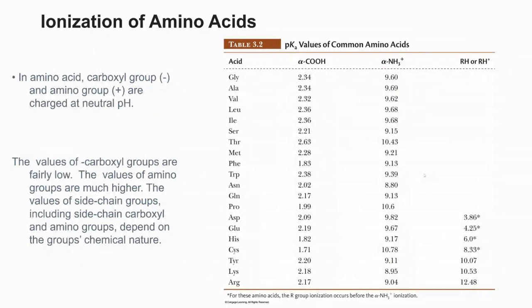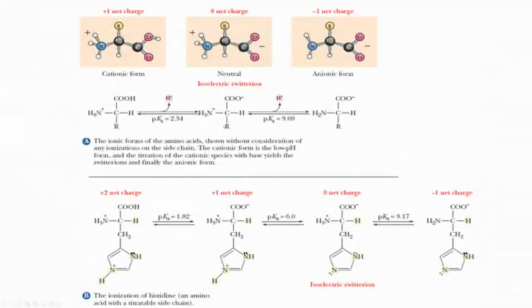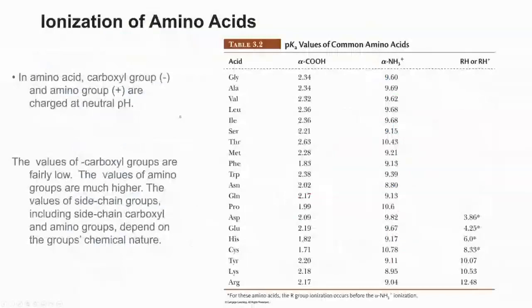In the ionization of amino acids, we see the carboxyl group and the amino group. Remember, to the left is the carboxyl group and to the right is the amino group. The amino group has the higher pK, and the carboxyl group has the lower pK. So see the column: the lower pH is the carboxyl group, and the higher pH is the amino group.